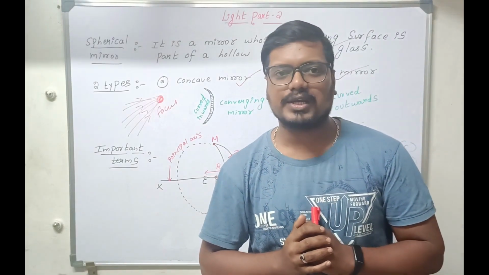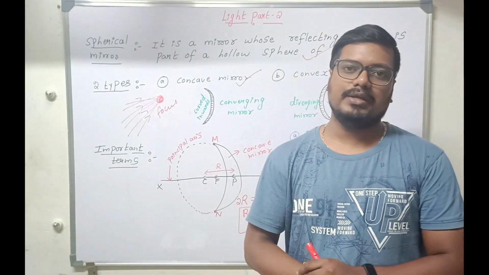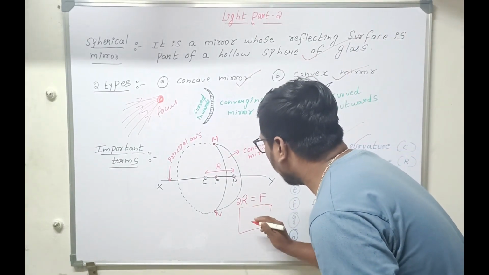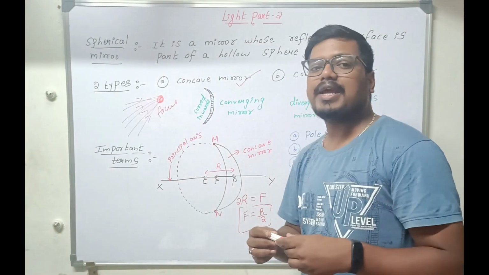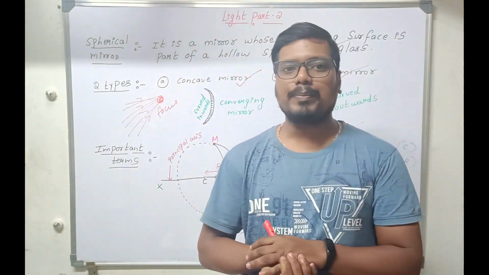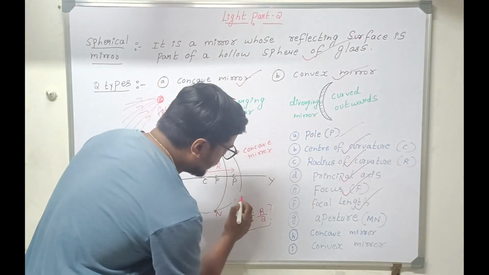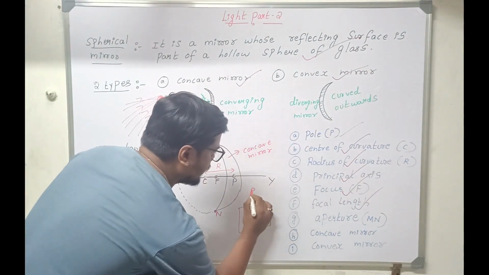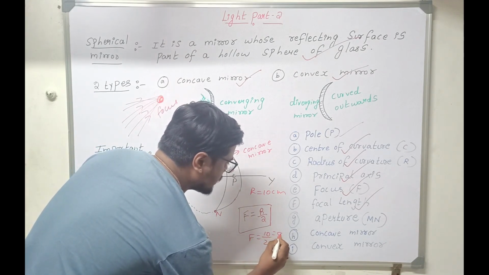If I give the radius of curvature as 10 centimeter, what will be the focal length? 5 centimeter. Am I right? So here, sorry, you need to write F. F is equal to R by 2. Whenever we take the radius as 10 centimeter, we can write the focal length as 5 centimeter. Got my point? F is nothing but R by 2, and we can substitute here. In the example, I have given radius R equals 10 centimeter. What is the focal length? 10 by 2, we can write it as 5 centimeter.